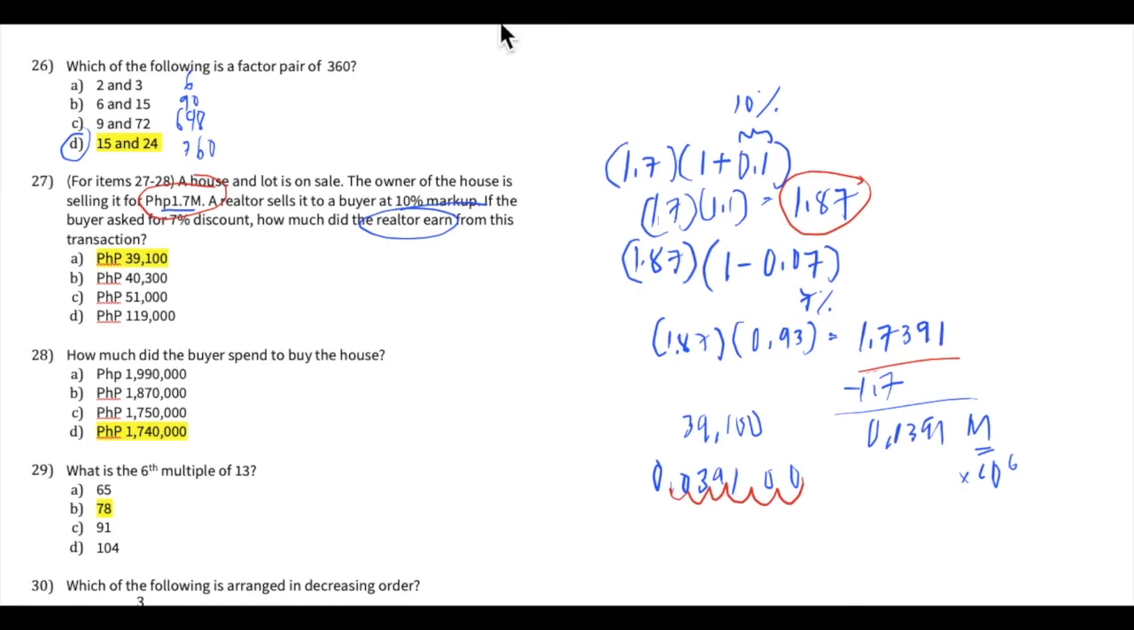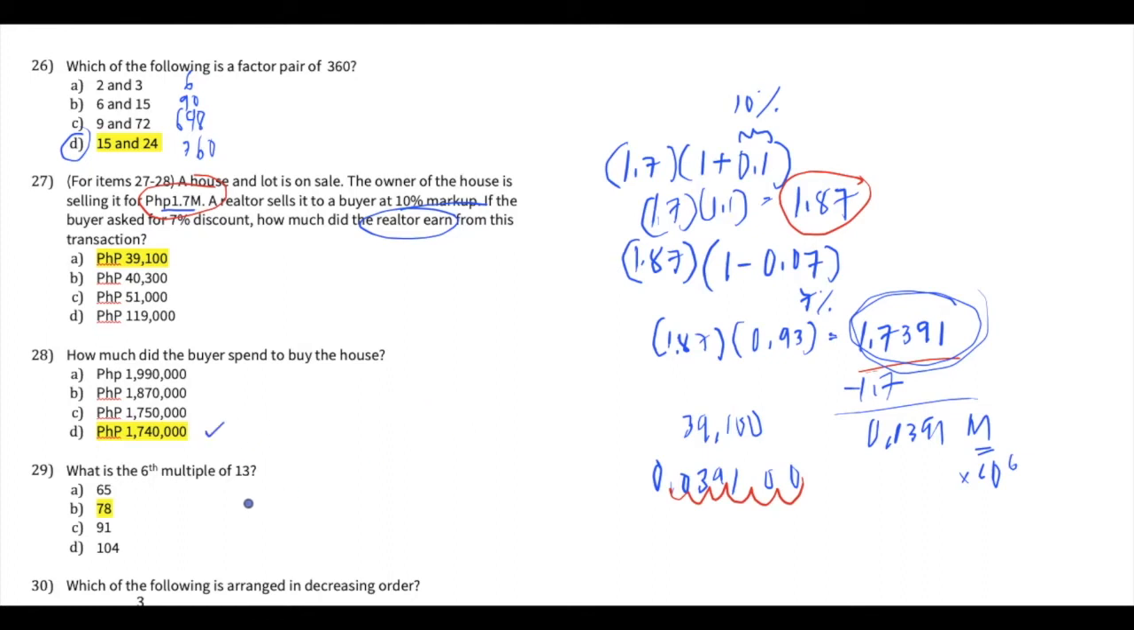Number 28, how much did the buyer spend to buy the house? So, ito lang yun. Right? After mag-markup ng 10%, nag-ask siya for 7% discount. So, ito lang yun. 1.7391 million or ano yung pinakamalapit sa choices? That would be letter D, 1.740.